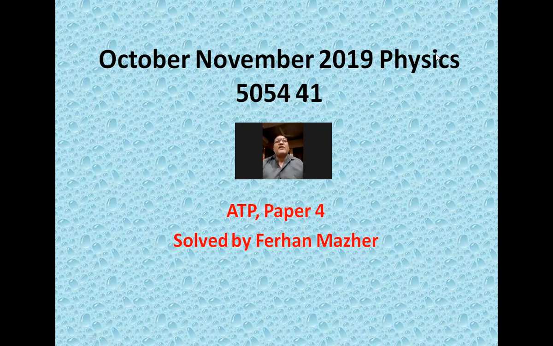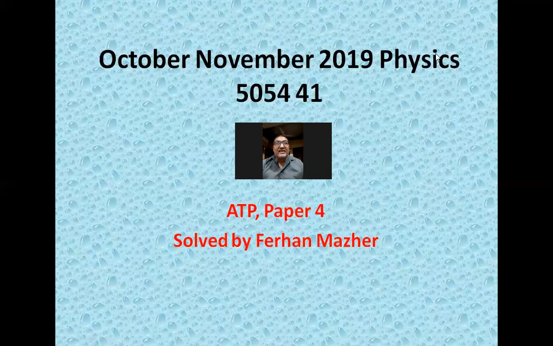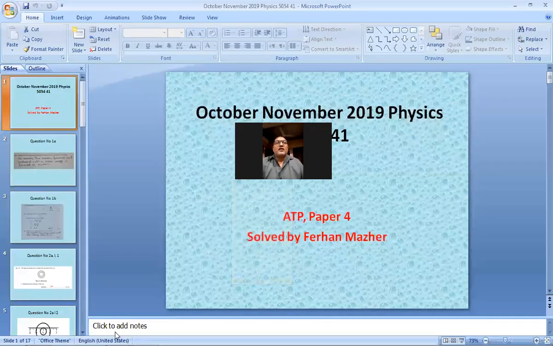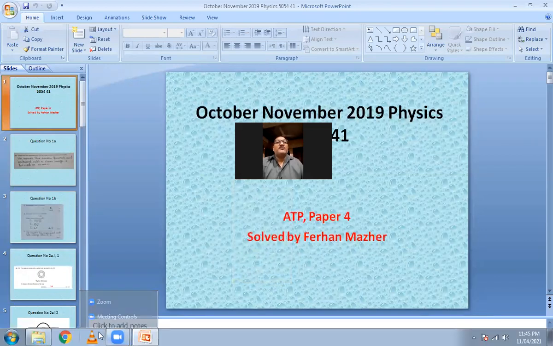Today, we have set our hearts to solve an ATP paper. We call it paper 4. Today, we have selected the October November 2019 ATP paper. The paper belongs to zone 1, so it's 4-1, variant 1. So let's start this paper. The time allowed for this paper is 1 hour.